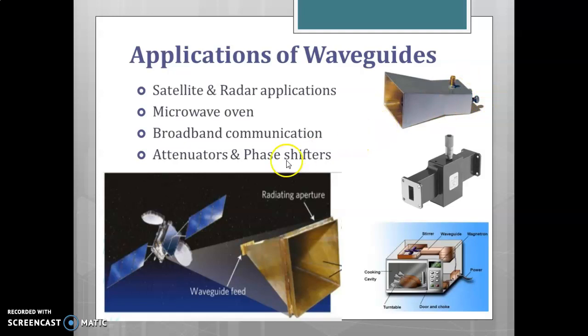And these waveguides are also used in attenuators, phase shifters. And this figure shows an attenuator. And you all know that an attenuator is a device that decreases the strength of the signal, or it decreases the power level. So when you give an input, the output signal will have less power. And this knob is a variable knob. By tuning the knob, you can adjust the level of attenuation.